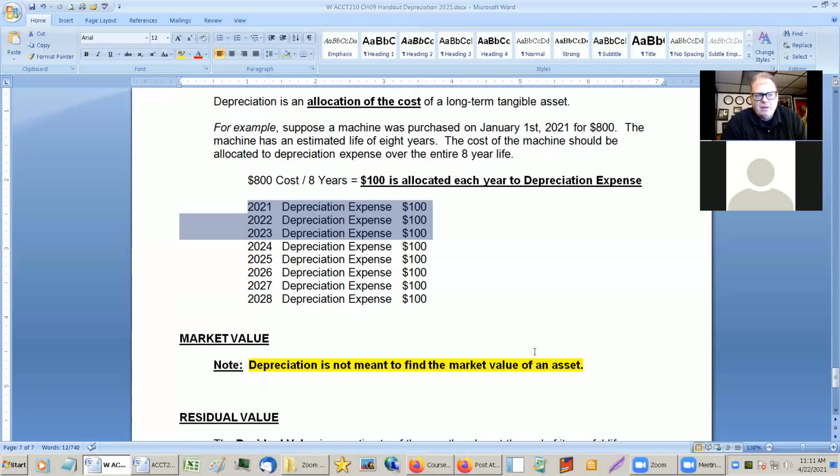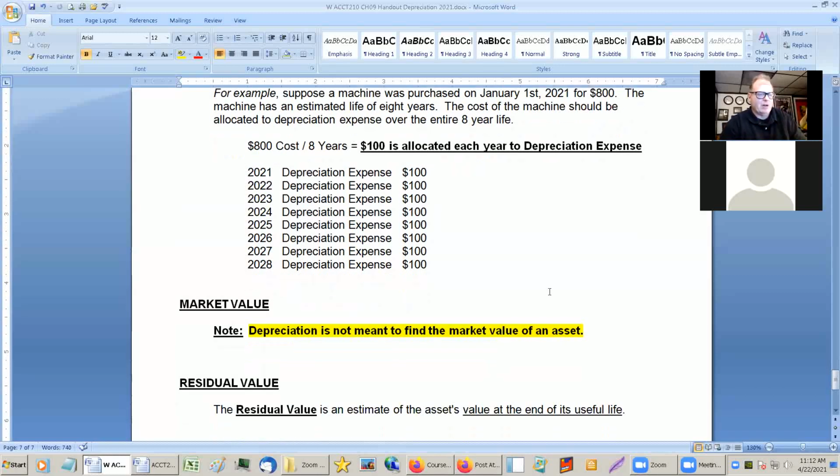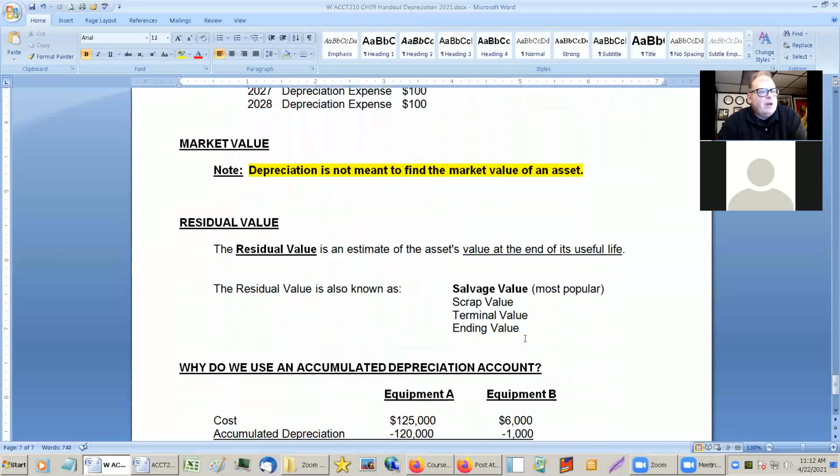Now, it's possible that it is close to the market value because, as we know, over time, things become worth less usually. If you buy a car, as time goes on, it's worth less and less. So we know that happens, but it's not really meant to do that. It's meant to just split up the cost. Okay.